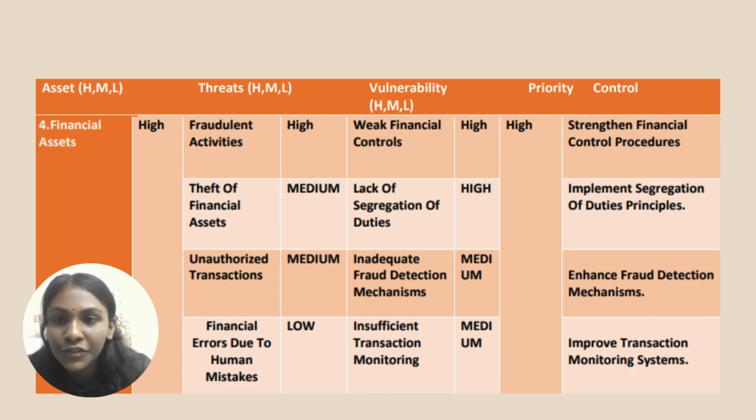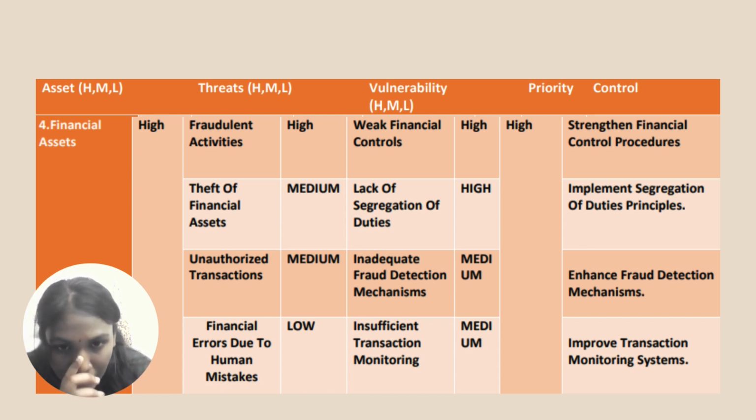The fourth one is financial asset. The level of risk for this financial asset is high. The first threat is fraudulent activities. It has high level of risk, and the vulnerability is also high, which is weak financial controls. The second one is theft of financial asset. Unauthorized transaction has the medium level of risk. The vulnerability for the theft of financial asset is lack of segregation of duties. The level of risk is high.